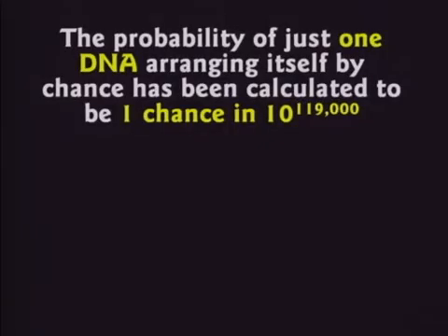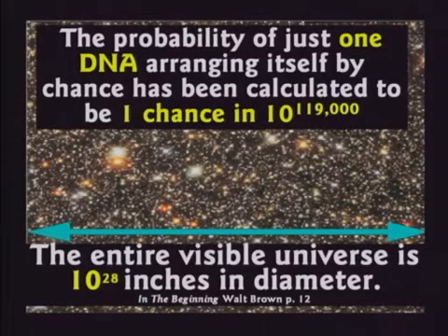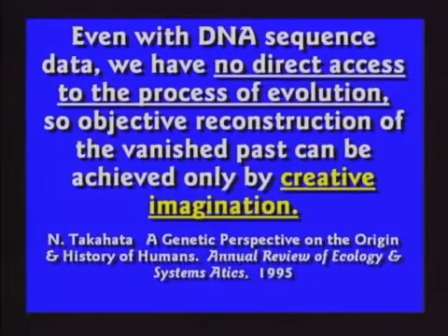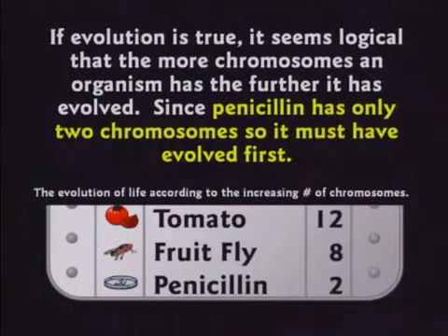Who knows, you know? The probability of one DNA arranging itself by chance has been calculated to be 1 in 10 to the 119,000th power. That's a big number when you consider the entire visible universe is 10 to the 28th inches in diameter. Big number. DNA does not prove evolution. DNA only shows how complex life is. You know, penicillin only has 2 chromosomes.